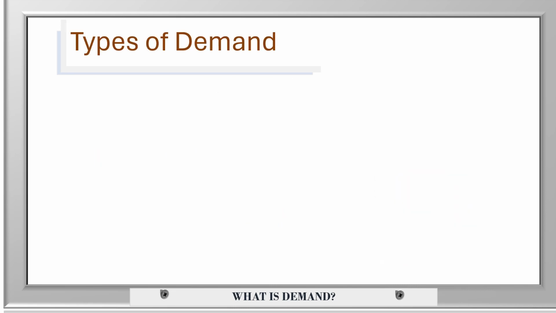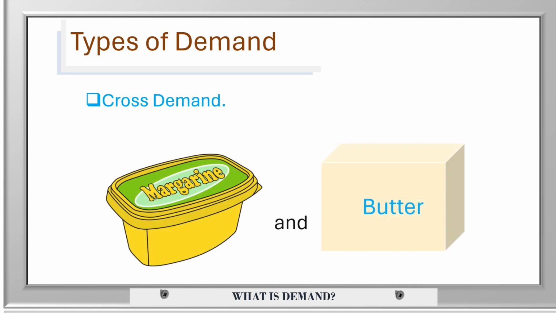Let us look at the types of demand in business. Our first one is the cross demand. This is a term used to describe the fluctuation in demand for a product based on changes in the price of another related product.